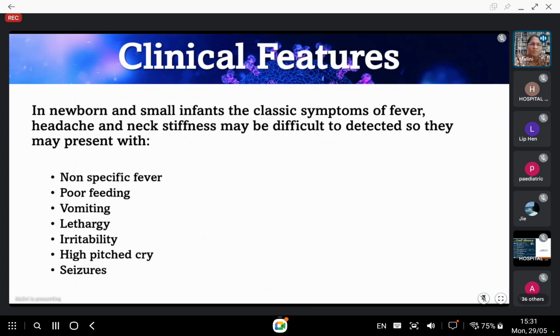In newborns and small infants, the symptoms might be less clear and more vague. They might have non-specific fever, poor feeding, vomiting, lethargy, irritability, high-pitched cry, and seizures. If we had seizures, our clinical suspicion is quite high, but poor feeding, lethargy, and vomiting are very non-specific. So you need to have a very high index of suspicion in the younger infants.